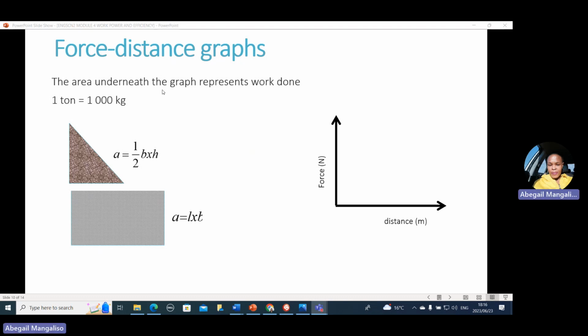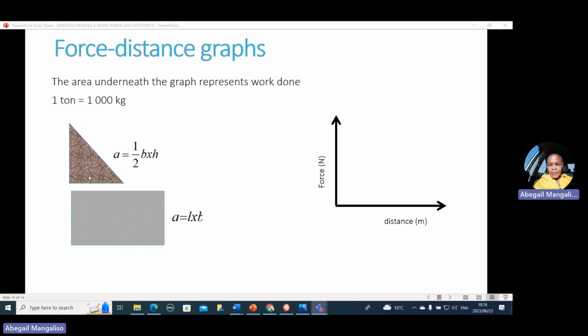Now, the area underneath the graph represents the work done. Work done is force times distance. So if you have this area, you multiply this side and this side, you get the work done. Now, it depends on the shape that is underneath the graph.